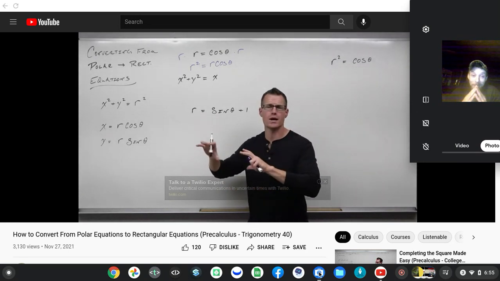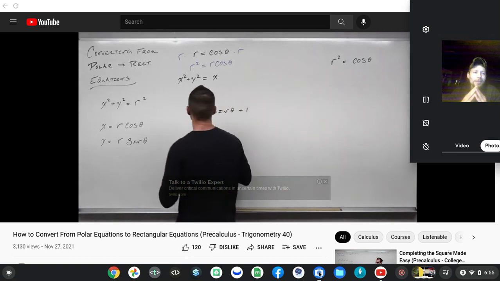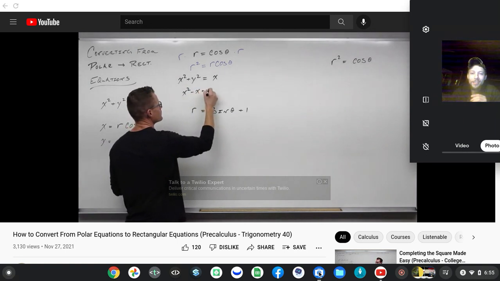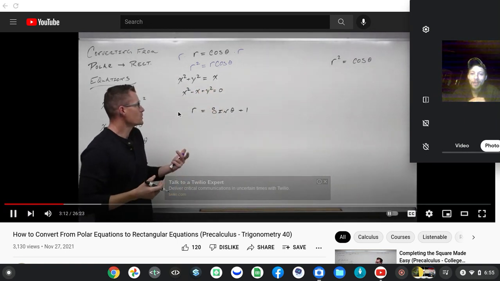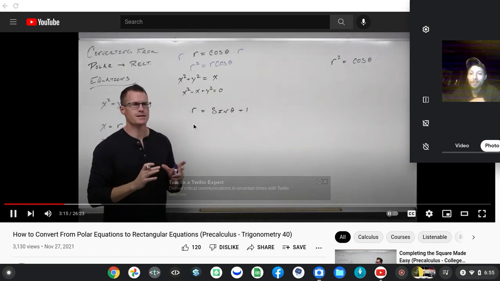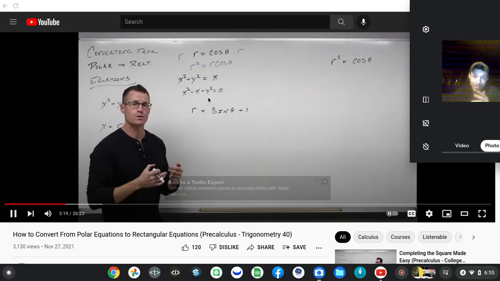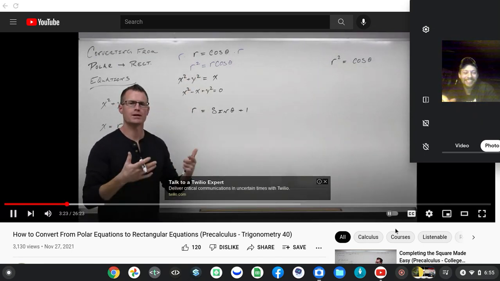You can subtract x on both sides if you'd like, to get x squared minus x plus y squared equals zero, and you could graph that when we're done. Once we've done this, we've converted from a polar equation into rectangular.